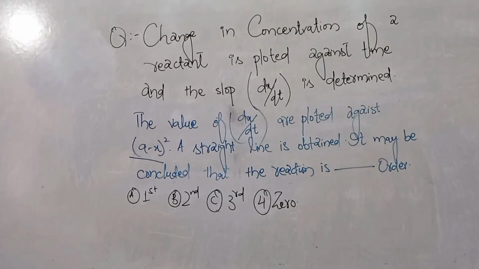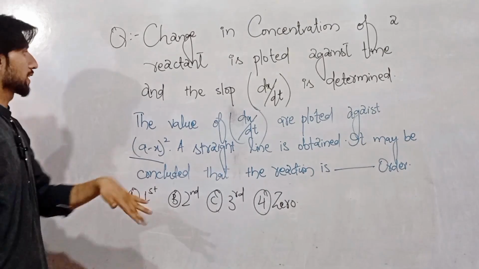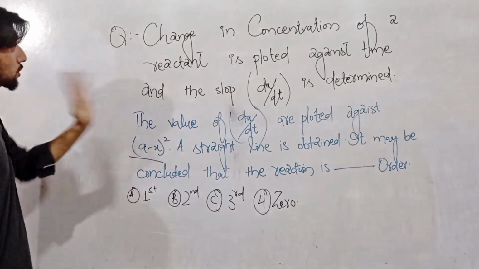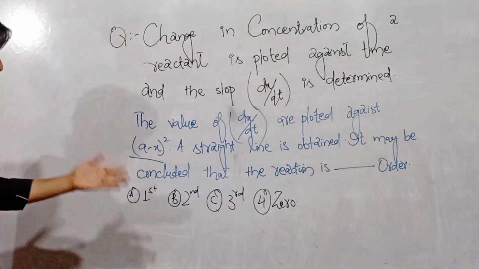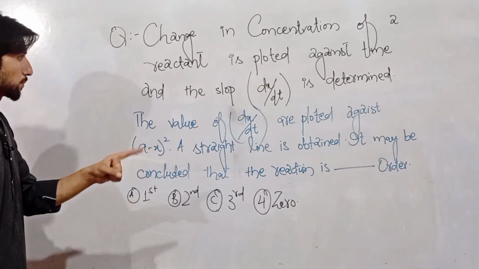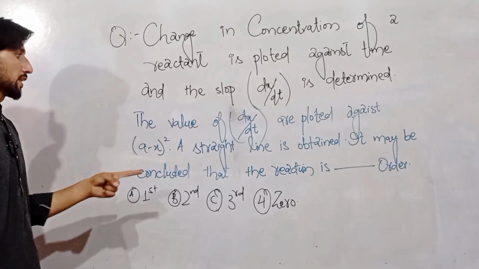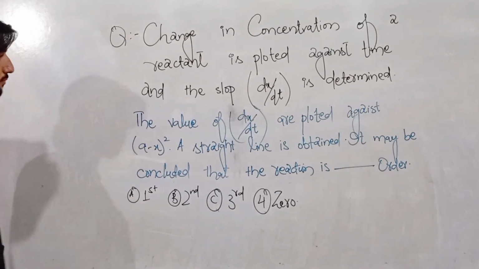Option C. The question is: change in concentration of a reactant is plotted against time and the slope dx over dt is determined. The values of dx over dt are plotted against (a minus x) squared. A straight line is obtained. It may be concluded that the reaction is dash order: first, second, third, or zero order.